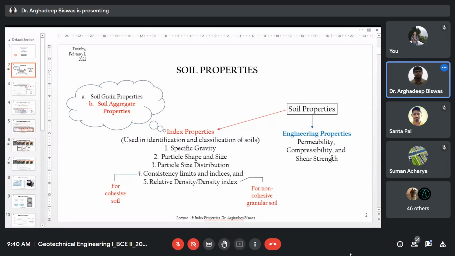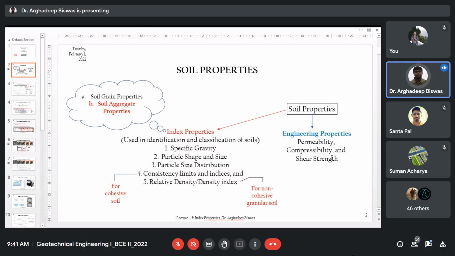What is compressibility? How compressible the soil is, or how its volume can be reduced due to application of some load, force, or pressure. That indicates the compressibility of that soil. And what is shear strength? How your soil resists or provides resistance against your applied shearing. As simple as that: for engineering properties, we are looking for permeability, compressibility, and shear strength parameters. Whereas the index property indicates how the soil is.